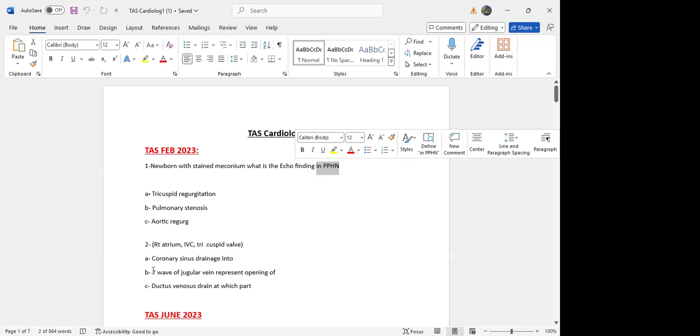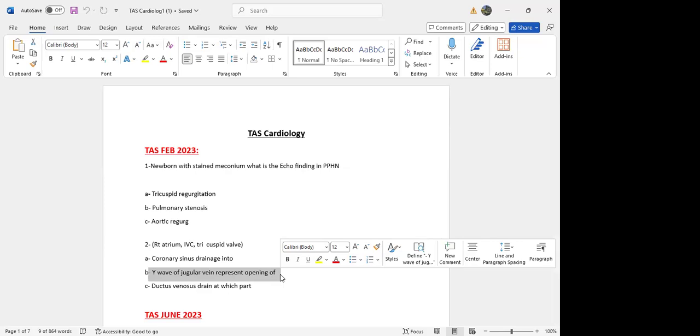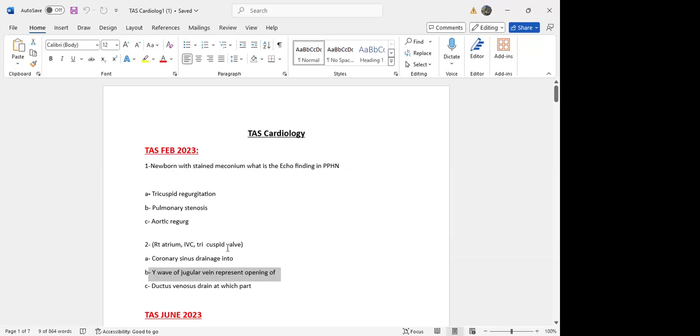Y wave of the jugular veins represents the opening of the... so you should write it down, you should make a diagram of these waves. This is the JVP waves, A, C, V, Y waves. So you should remember which wave corresponds with which. This is a task you have to revise. So the Y wave basically tells you about the opening of the tricuspid valve. Okay, please write this down.